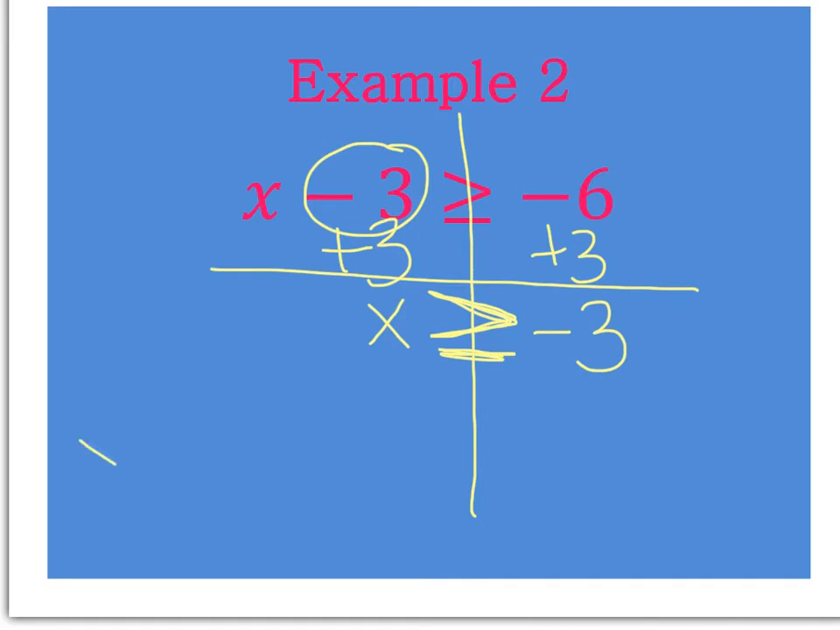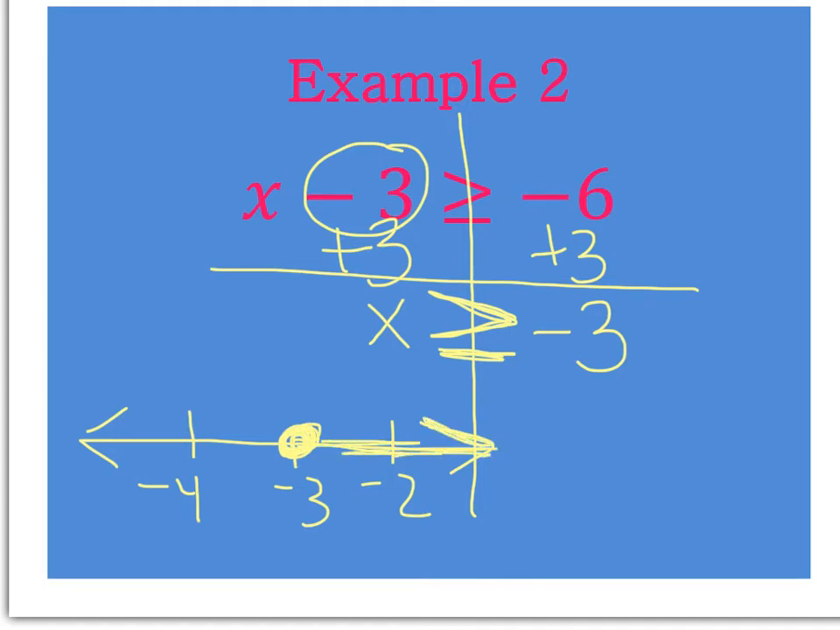So if we were to graph that on our number line, we would put a filled in circle because it can equal -3, and it says that x is greater than, so we shade everything to the right.